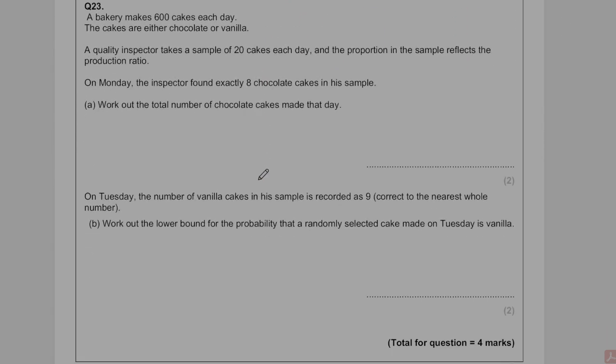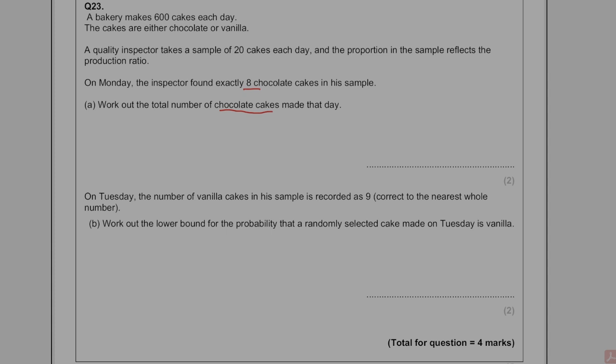Okay, question 23. A bakery makes 600 cakes each day. The cakes are either chocolate or vanilla. A quality inspector takes a sample of 20 cakes each day. The proportion in the sample reflects the production ratio. On Monday, the inspector found exactly 8 chocolate cakes in his sample. Work out the total number of chocolate cakes made that day.